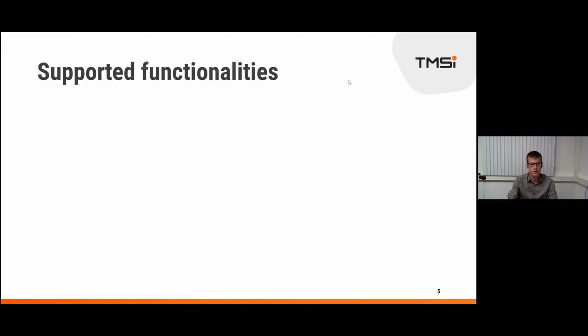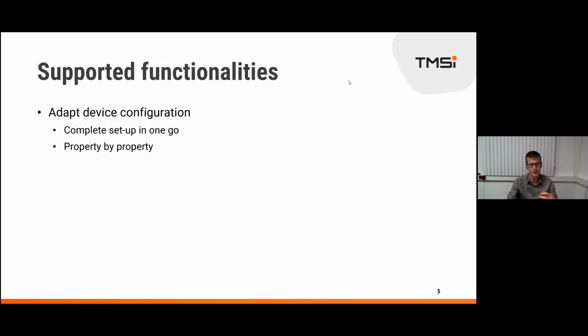So the currently supported functionalities, of course, this is a list that will be extended in future releases as well, but for now we started with a basic interface. First of all, you can adapt the device configuration. You can do so in two ways, either by changing your device configuration in one function call, more on that later, or you can, as would probably be more known to you from past experiences, do this property by property, meaning that you can first, for instance, change the base sample rate.